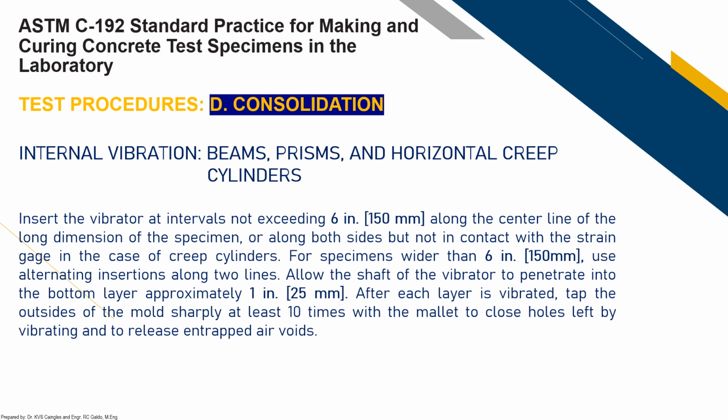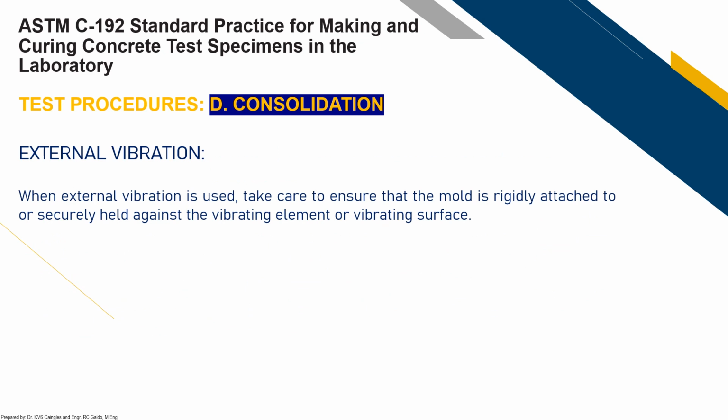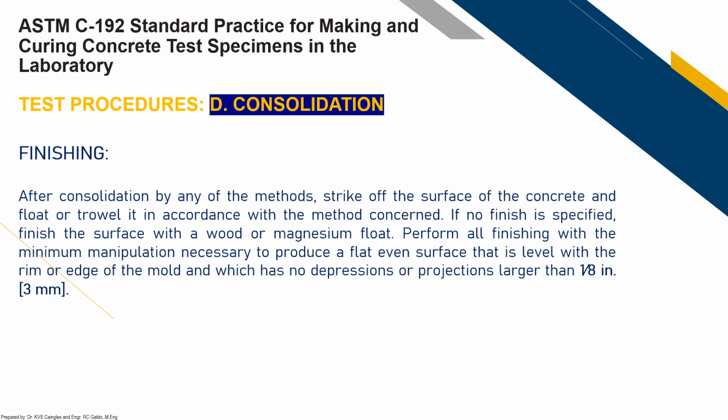vibrator. Next type of consolidation under vibration is external vibration. So when external vibration is used, take care to ensure that the mold is rigidly attached or securely held against the vibrating element or vibrating surface. So after you consolidate by the use of rod or vibrators, you will now have to do the finishing.